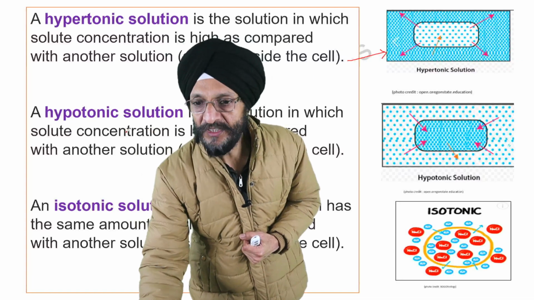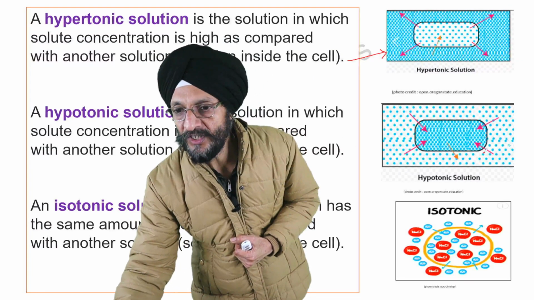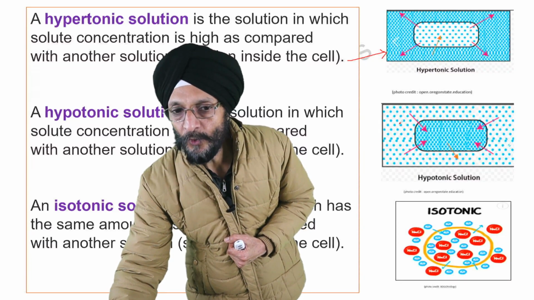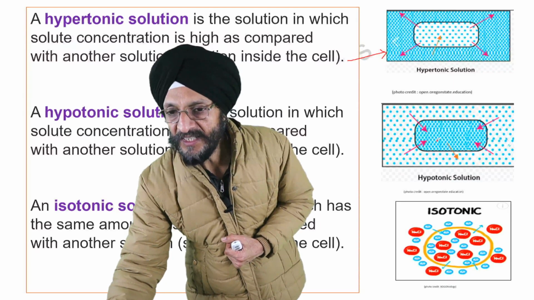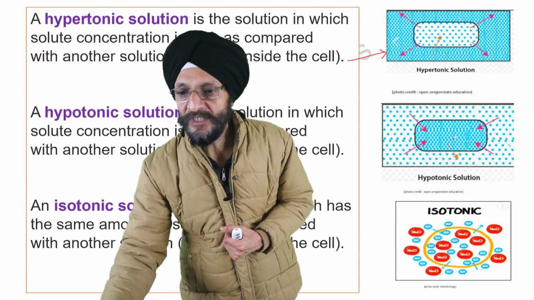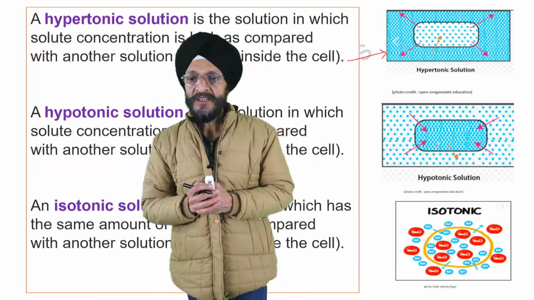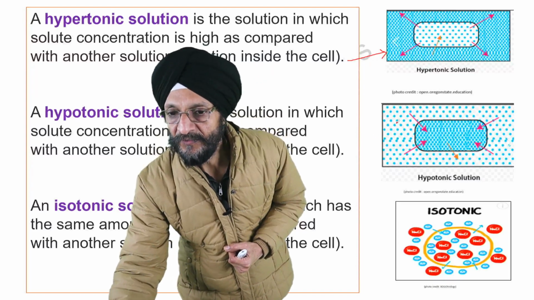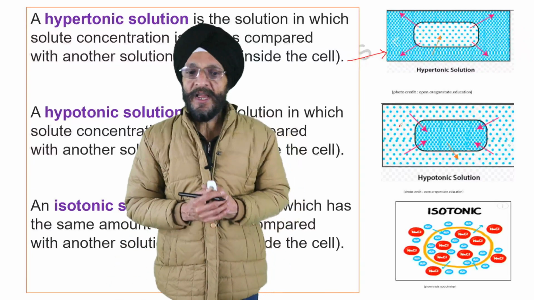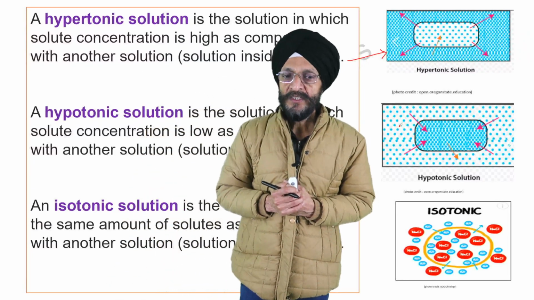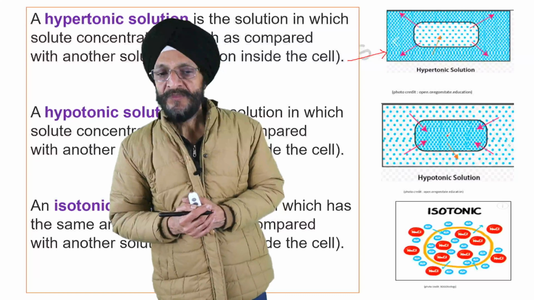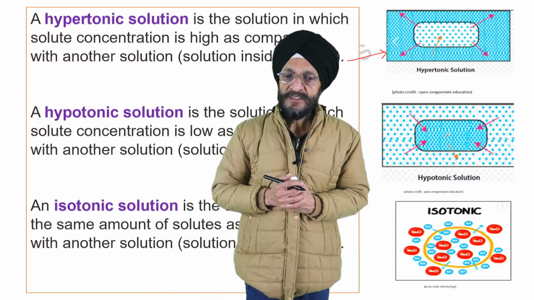So next, hypotonic solution. This is the hypotonic solution in which the cell has been placed. You can see that solute is in low concentration as compared to the other solution. Inside the cell solutes are in high concentration, whereas outside the cell solutes are in low concentration. So a hypotonic solution is the solution in which solute concentration is low as compared with another solution. Another solution means the solution inside the cell.